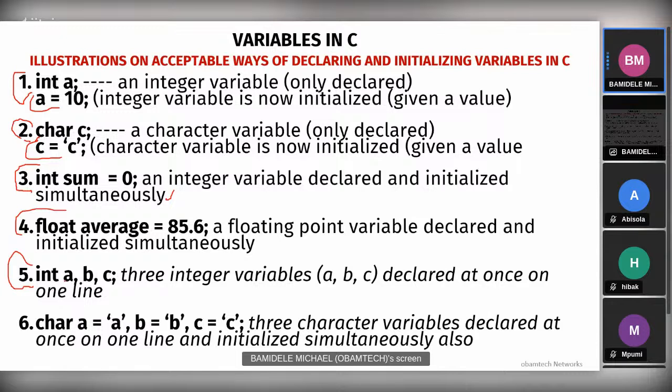So if you are declaring this, I'm saying I want to declare three integer variables a, b, c at the same time, and I'm not even initializing them. That is, I'm not even giving them a value here. So at number 6 here, you can decide to declare them at the same time and even give them value at the same time. This is possible, and this possibility is being illustrated on a character variable char a, and this same can apply for an integer variable or whatever type of variable. You can just know that these things are possible.